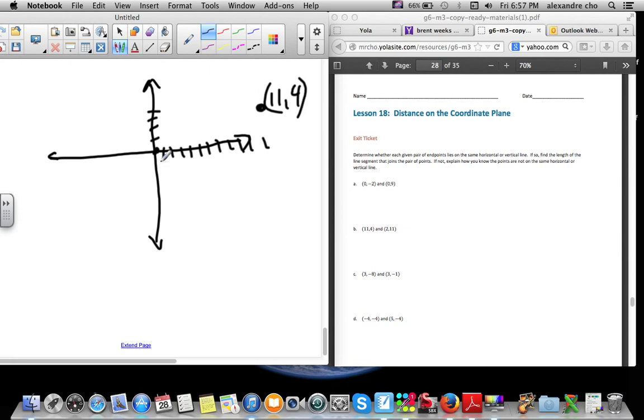Okay, and the other one says go 2 to the right and 11 up. To the right, let me change color. And 1, 2, 3, 4, 5, 6, 7, 8, 9, 10, 11. It would be right here.